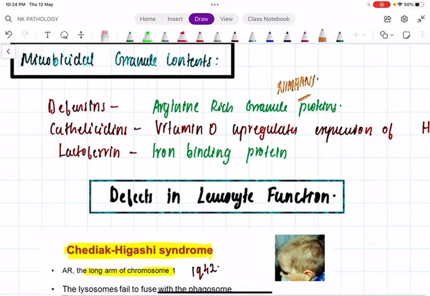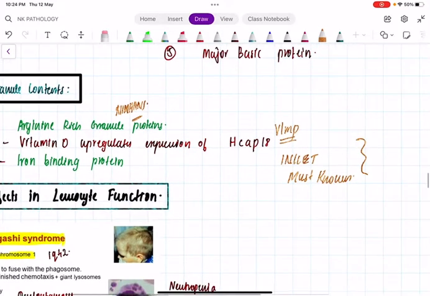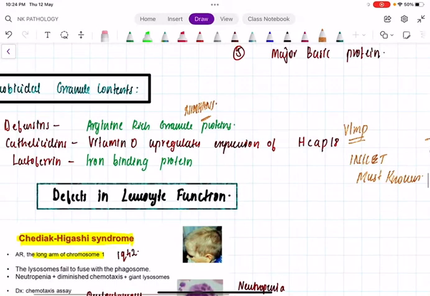Defensins are arginine-rich granule proteins. Then cathelicidins, this may be a potential future question. Cathelicidins are nothing else but the microbicidal granule content. They mediate oxygen independent killing.